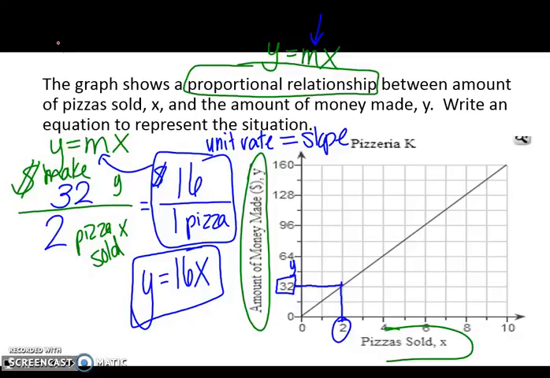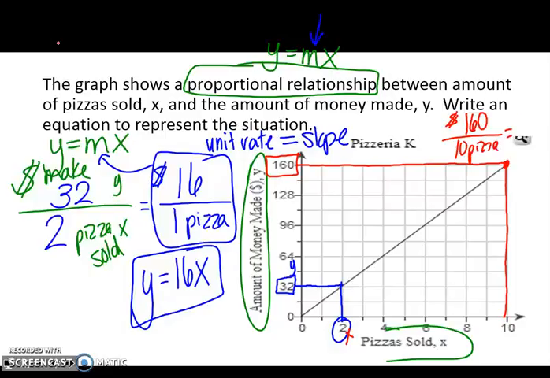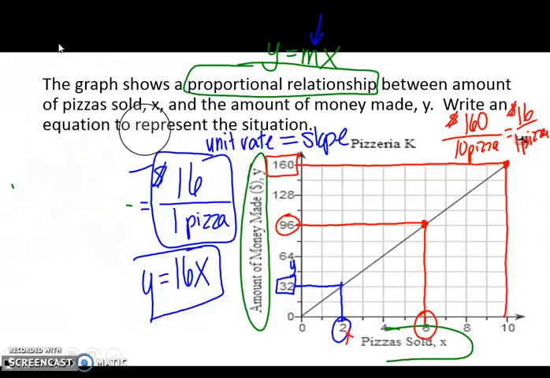Guys, you don't have to use these first numbers. You could have used 160, which goes with 10, and $160 for 10 pizzas also simplifies to $16 for one pizza. Any of these numbers with their match on the X and Y axis will get you that same unit rate. Okay, let's look at another one.